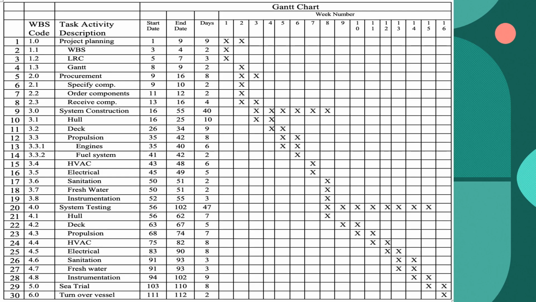This is the Gantt chart we have, and we took 112 days in total: WBS 9 days, procurement 8 days, system construction 40 days, system testing 47 days, sea trial 8 days, and turnover vessel 2 days.